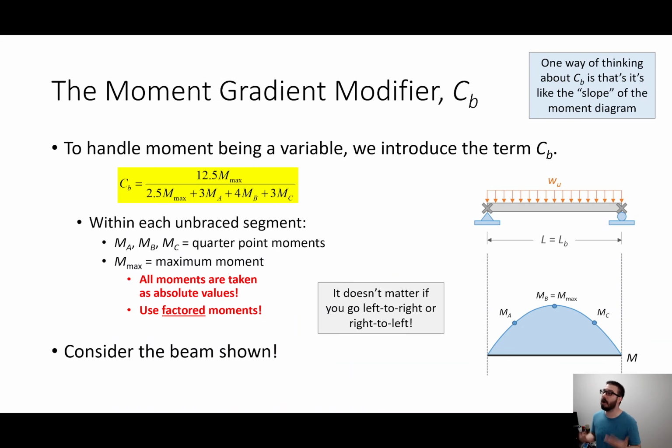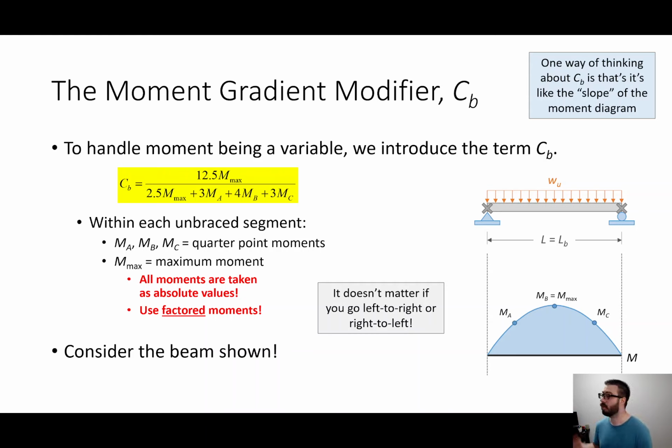So what do we do? We introduce what's called a moment gradient modifier. The name for this is C_b. And so what is C_b? C_b is a means of adjusting our solution for L_TB to account for the fact that moment changes. And that's really what C sub B is. Okay, so let's talk a little bit about C sub B.